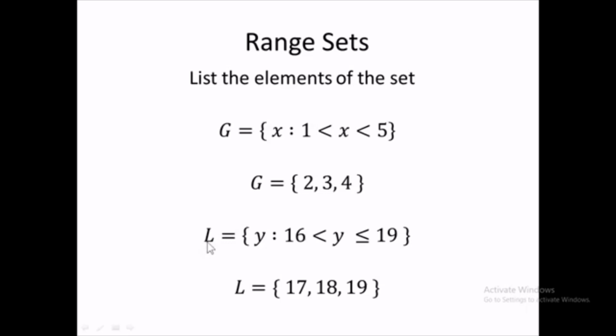If you look at the set L here, given that the elements in set L are Y, such that 16 is less than Y, that means Y is greater than 16. Those elements are greater than 16, not starting from 16, but less than or equal to 19. So 19 is also included. That means the elements in this set are 17, 18, and 19.